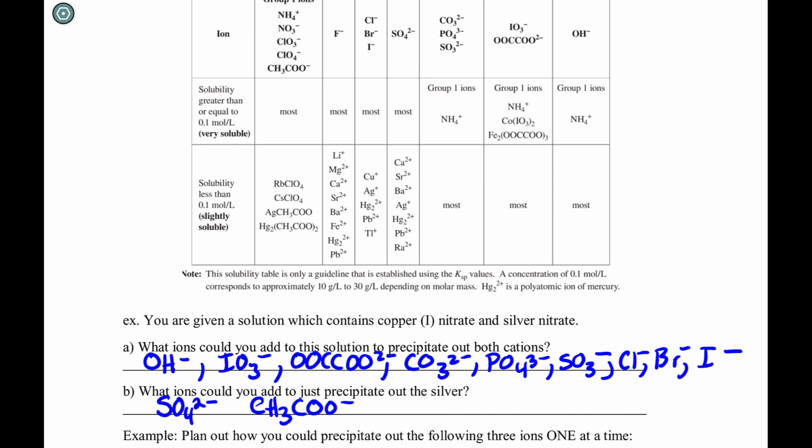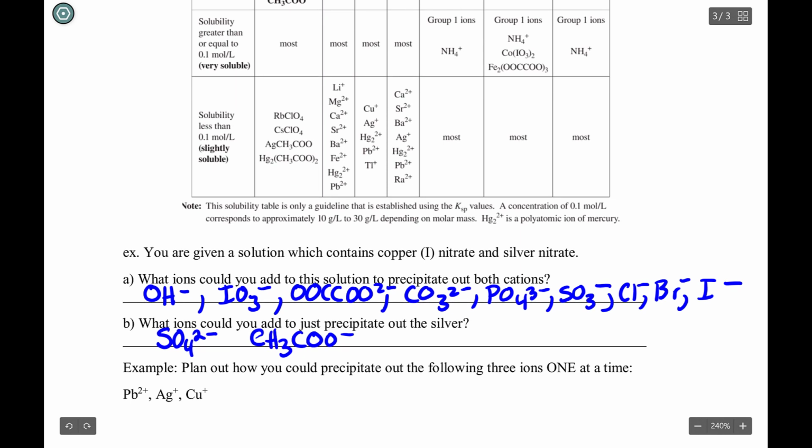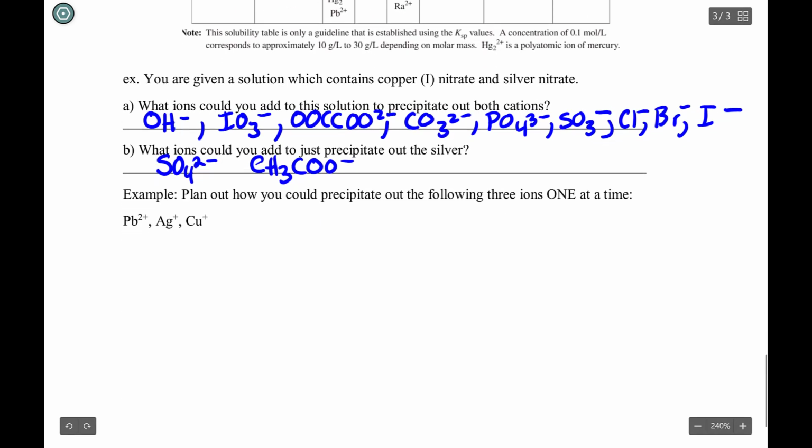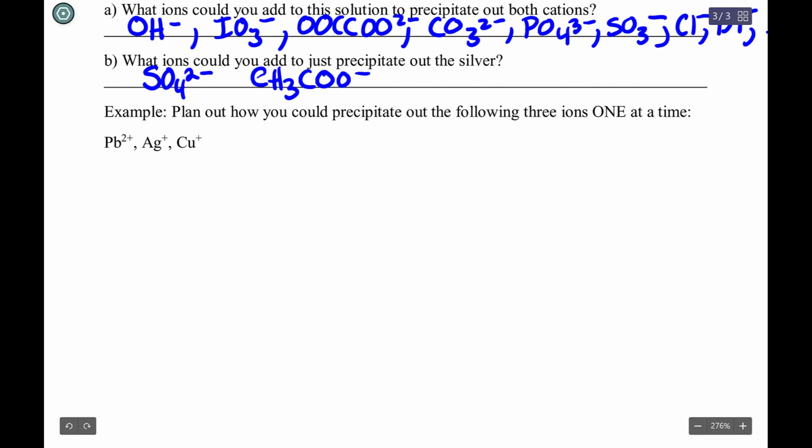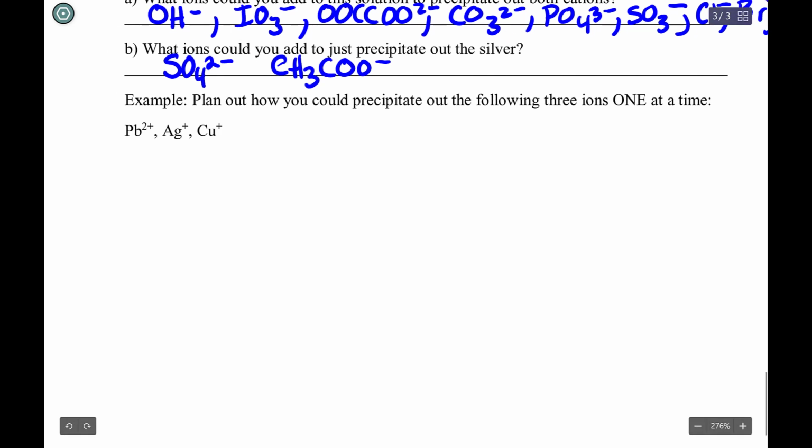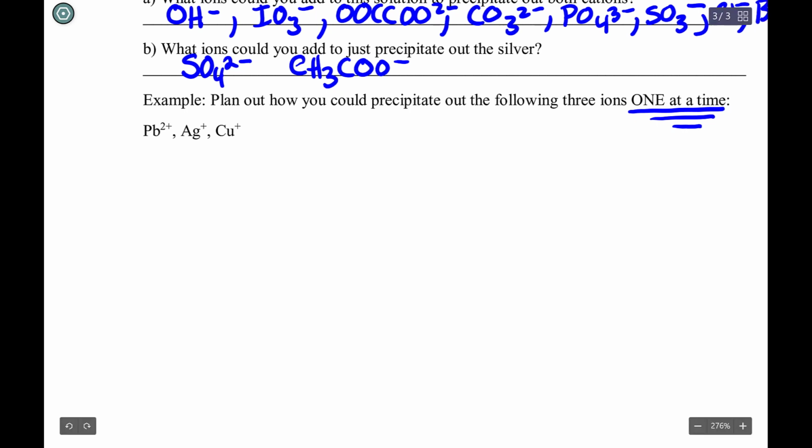What we're about to do is a proper selective precipitate question. This one says, plan out how you would precipitate out the following 3 ions. And the key here is 1 at a time. We only want to remove 1 ion at a time. So I'm going to draw what it would look like as we go. Now there are multiple correct answers. The way that I do it now is not the only possible answer.